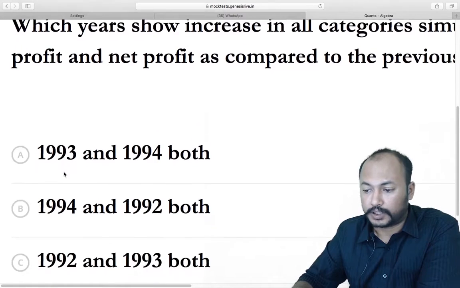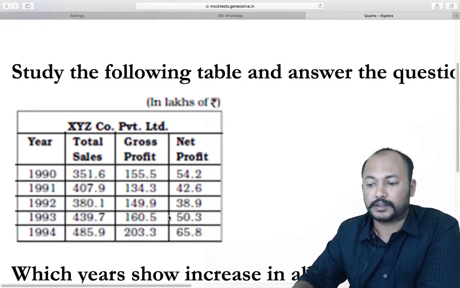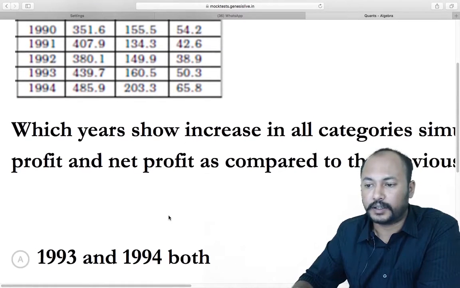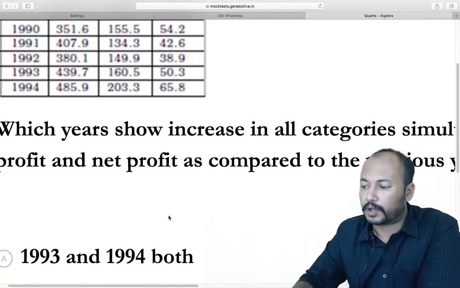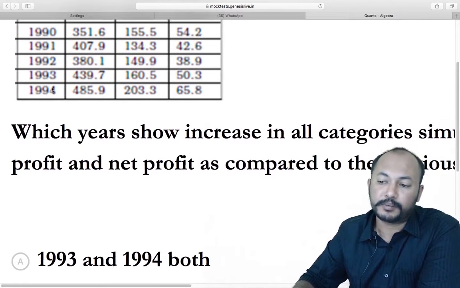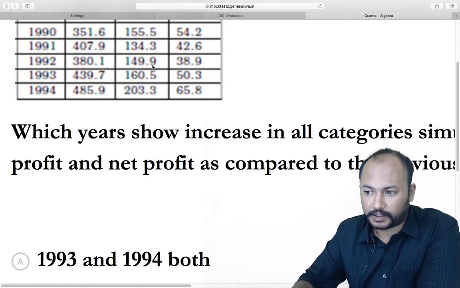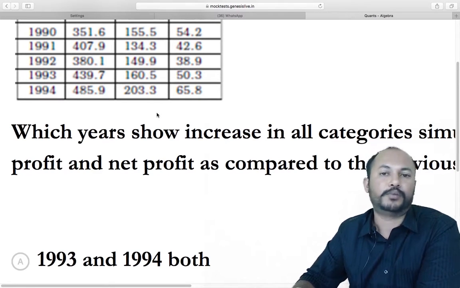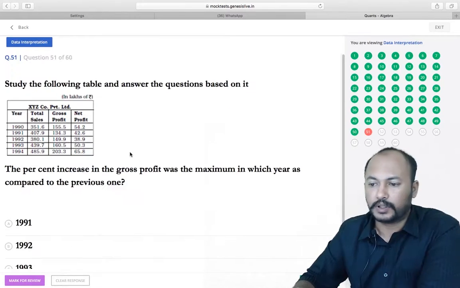But I think in the options there are 2 years. So 93 to 94, let's check. Even that. So 92 to 93 and 93 to 94. The question is, which year shows an increase in all categories simultaneously compared to the previous year? In 93, compared to the previous year, in all the categories it is more. Similarly, 94 compared to the previous year, in all the categories it is more. So 93 and 94. Answer is option A.